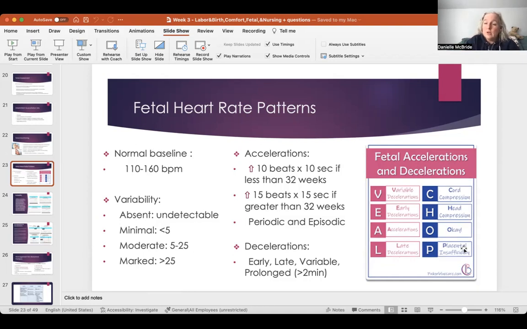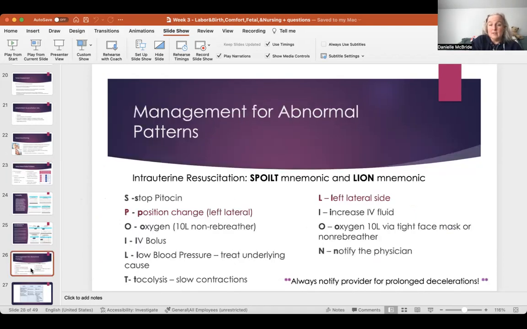So what do we do? If we're seeing these changes in the heart rate, we need to address it. Okay, so the way that we manage abnormal patterns, we can use a few different mnemonics to try to identify the best way to manage them. Okay, this one over on the left is SPOILT. This one is going to most accurately address the things you need to remember. All right. So it's not in order though.